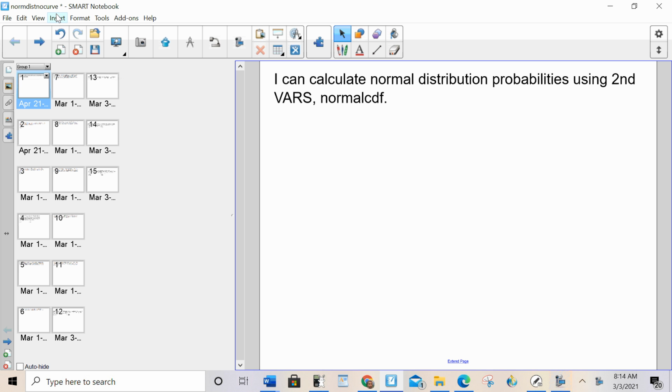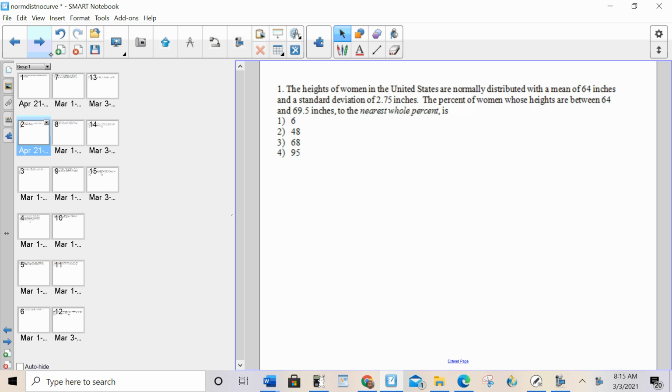Good morning, everybody. Today, I can calculate normal distribution probabilities using second VARS, normal CDF. This type of question is a really simple, straightforward question to get correct. It is a very commonly asked Regents question as long as you know what to do. So, let's do it. The heights of women in the United States are normally distributed. When I see normally distributed, we're going to use normal CDF.